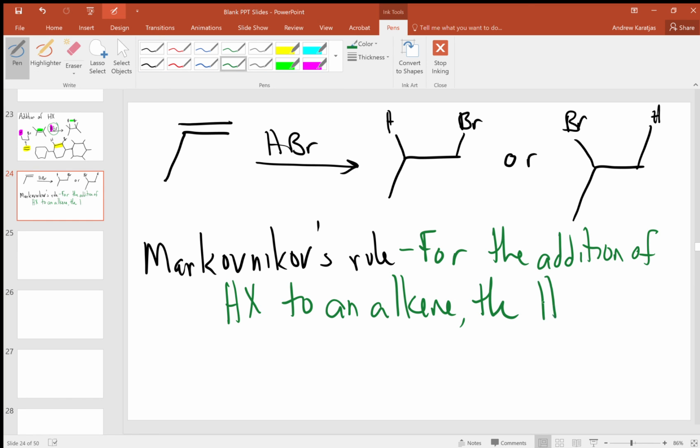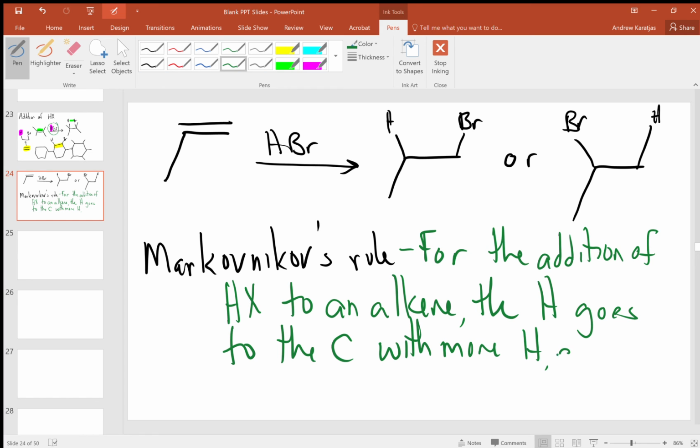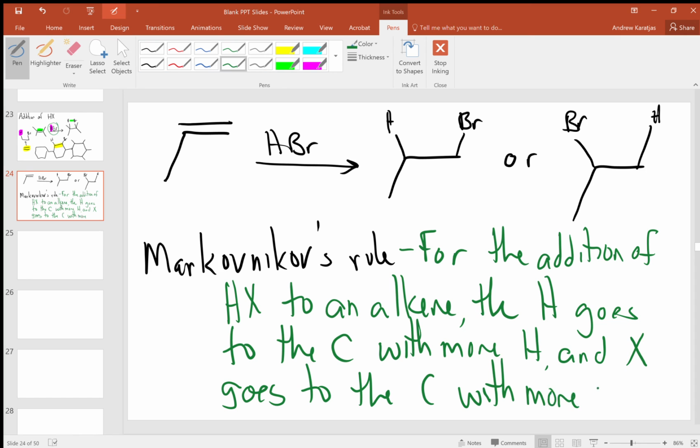the hydrogen goes to the carbon with more hydrogens, and X goes to the carbon with more carbons. So how does that apply to this example?